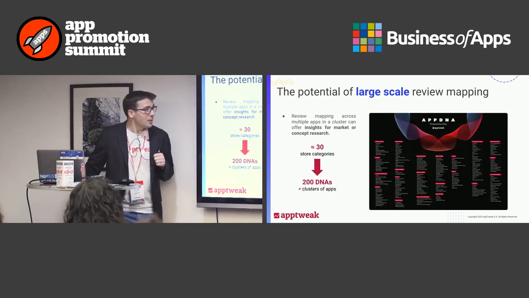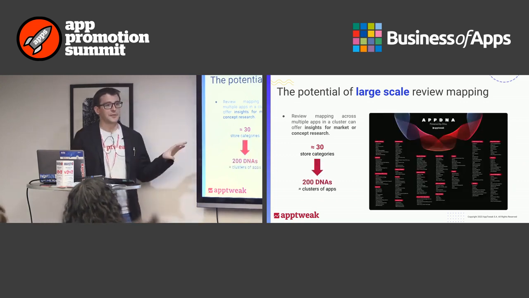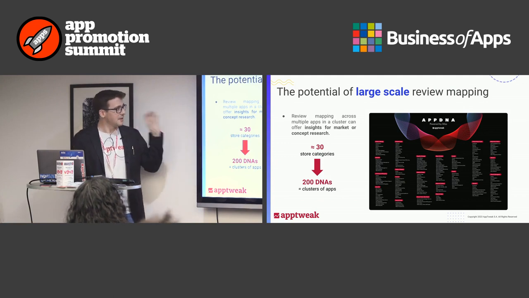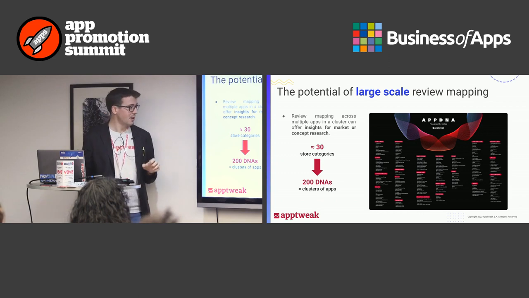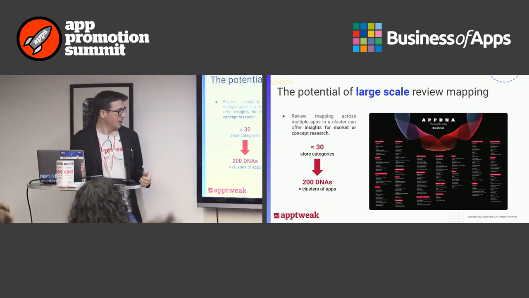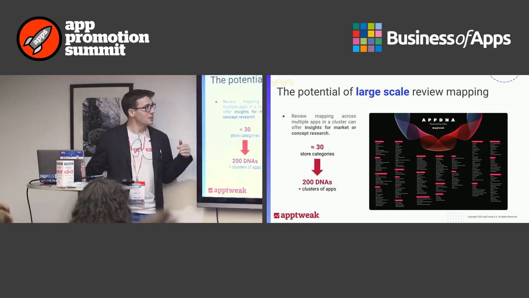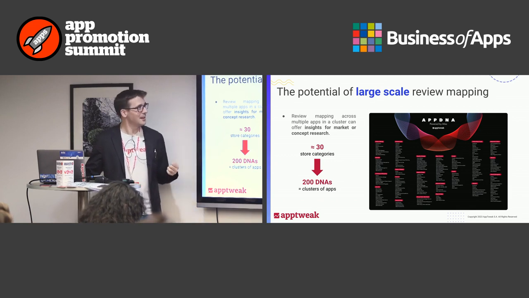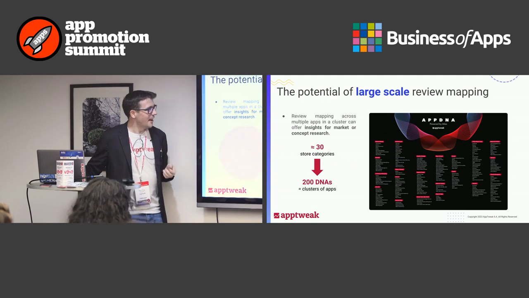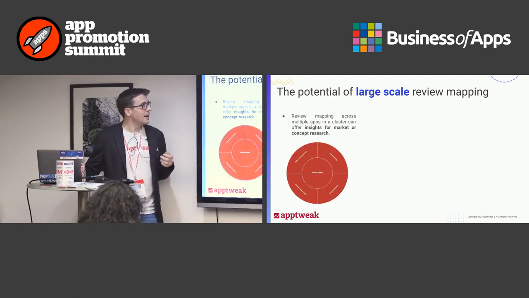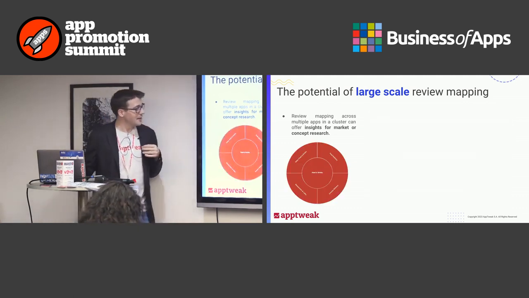So what we do first is we use the same kind of technology as with the reviews. We have a semantic engine that can actually help cluster apps based on what they're actually about. This is what leads us to have about 200 DNAs. If you want to know more about the system and how to label it, you have the guy who made it possible here.